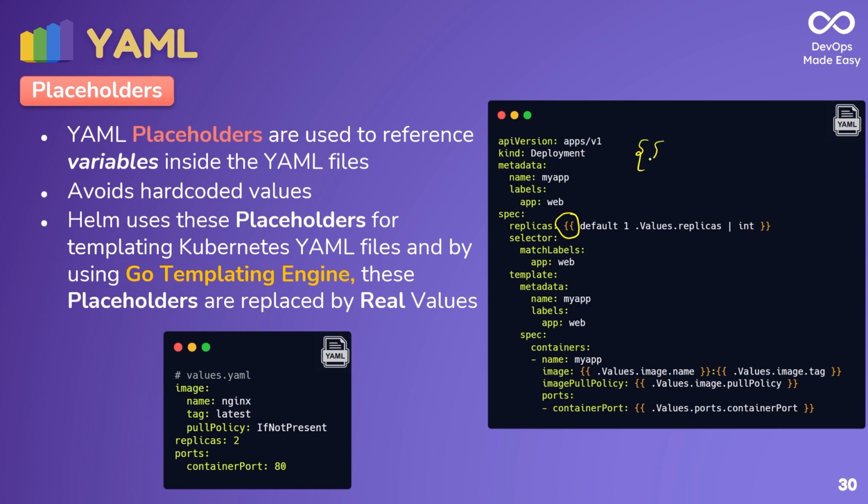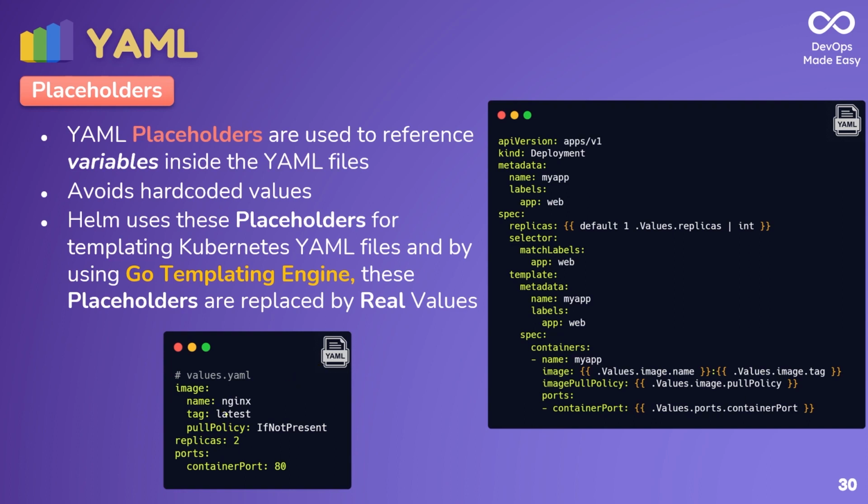So the placeholders will look like this. There are two braces at the beginning and two braces at the end, and in between we mention the placeholder name. The placeholder name can be replica, anything. These values will be replaced from some other file. In a Helm chart, these are replaced from the values.yaml file, which will have a dictionary, or it's a YAML file.